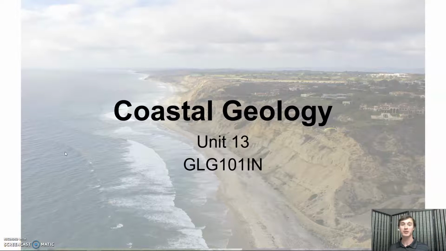Welcome back everybody to Geology 101. In this unit we'll talk about the coasts. Now we know already that the coasts are important. Why? Because that is where most of the world's sediment is deposited, where most of the world's sedimentary rocks come from. But we're going to go into a little bit more detail here about how the coasts are so important to geology, even though they make up only a tiny fraction of the world's total area.